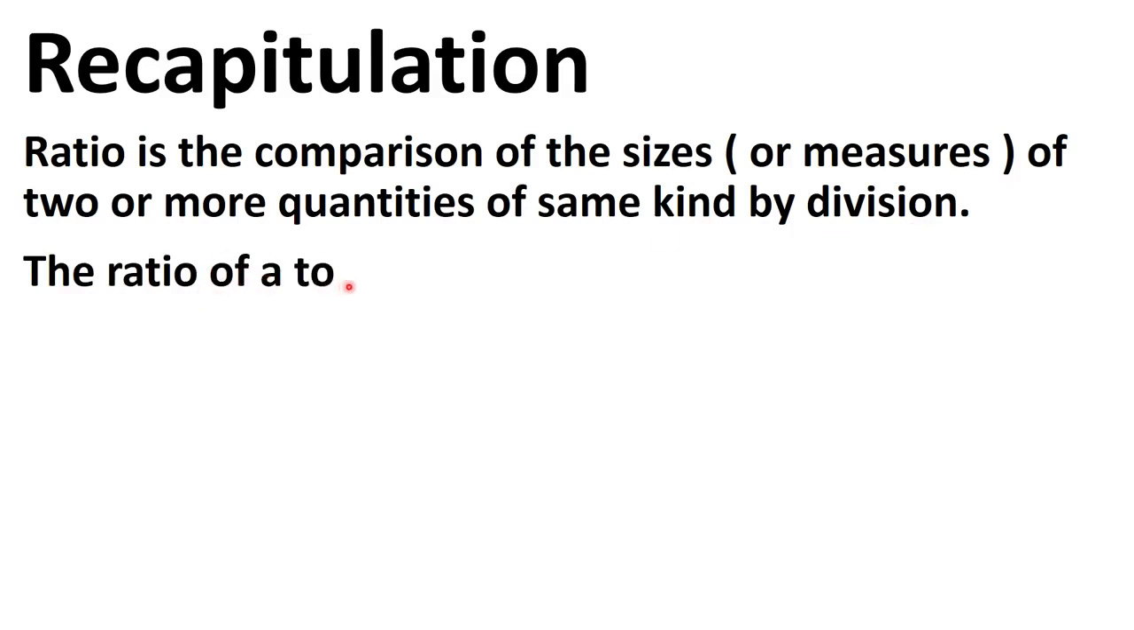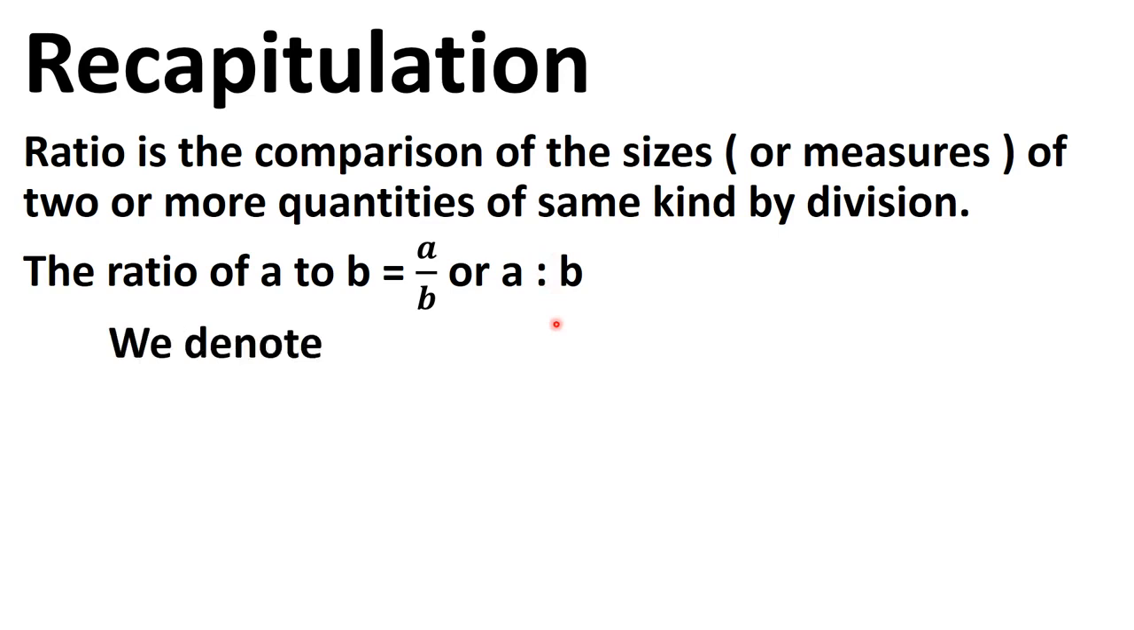The ratio of A to B equals A upon B. The ratio of A to B is A upon B, and we read it as A is to B. And these two dots are the sign of ratio. We denote ratio using the symbol of these two dots.